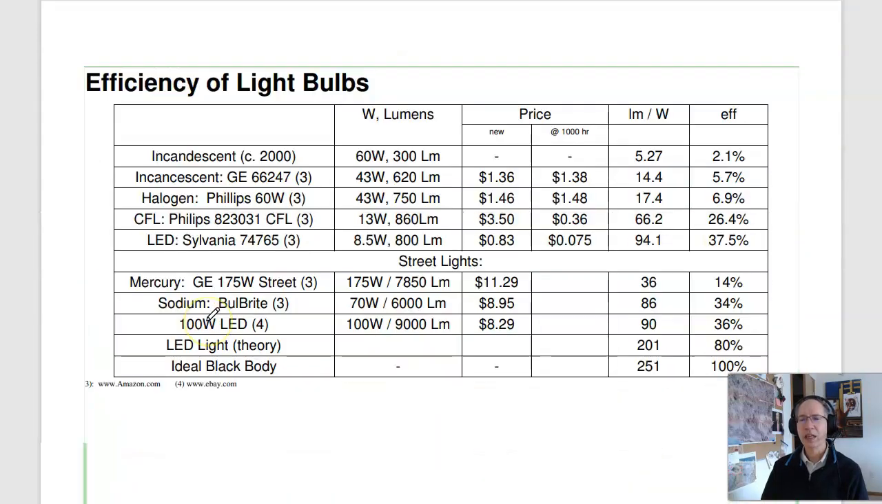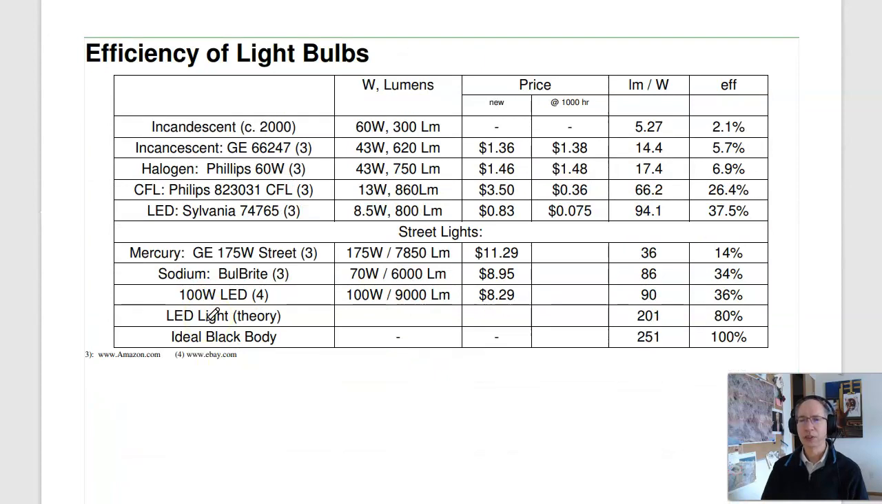Well, if you go to Amazon or other websites like that, I can find different types of light bulbs. The incandescent light bulb from 2000 produced about 5.27 lumens per watt. That's a whopping 2% efficient. This is one of the reasons incandescent light bulbs are banned in Europe. They tried to ban them in the United States, but our former president complained that his skin looked better under incandescent lights rather than LED lights.